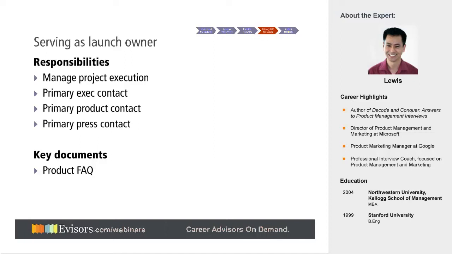Some of your key documents as a product manager at this stage is the product FAQ. It's usually a short document, 2 to 3 pages, where it describes what it is that's being launched, who is it for, how does it work, why would anybody want it, and when is it launching in which regions.